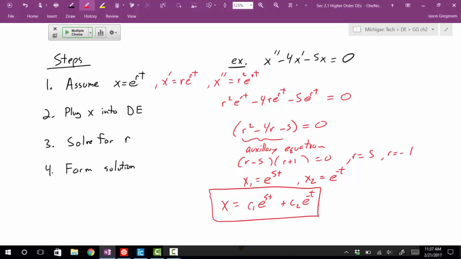So I have my steps on the left. Write down steps that make sense for you, right? I wrote, assume x equals e to the rt is a solution. Plug in the differential equation, solve for r, form solution. If you want to say, write auxiliary equation, solve auxiliary equation, form solution, whatever you want. Write something that makes sense to you. Any questions so far?